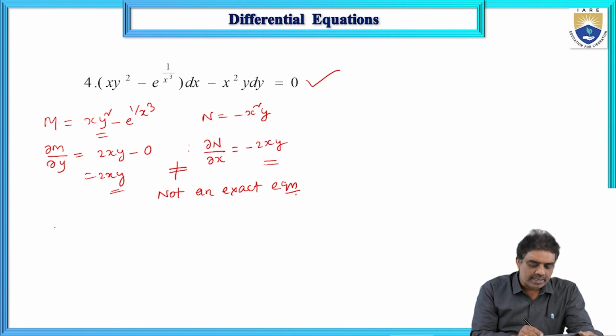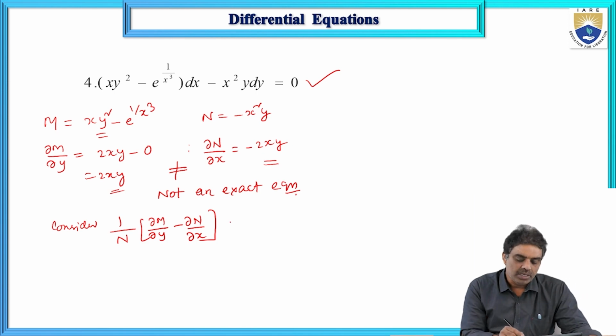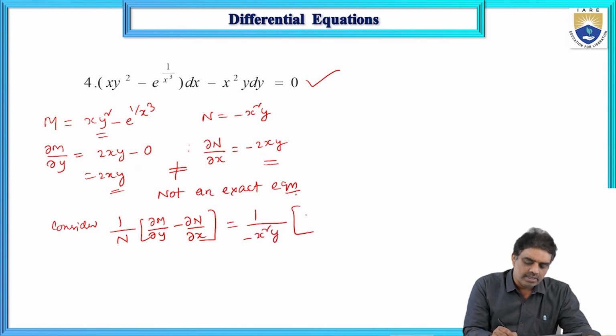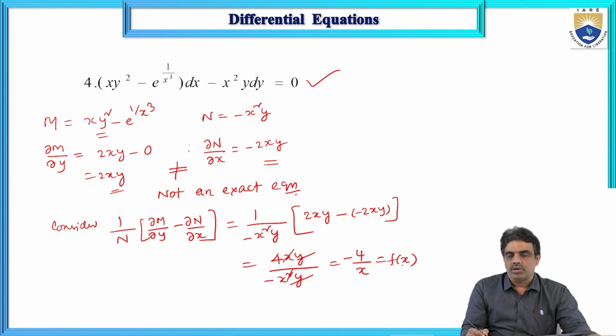Now I choose one of the methods. Now consider (1/N)(∂M/∂y − ∂N/∂x). I would like to find the value of this factor. So what is N here? Minus x²y. And ∂M/∂y is 2xy, minus ∂N/∂x, which is −2xy. That means 4xy by −x²y. Y cancels, x also cancels. It is −4/x. It is a pure function of x alone.